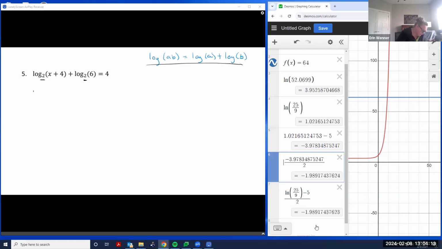And what that's going to look like is log base 2 of 6 times (x plus 4). Right? We had the pieces that were broken apart, and then we brought them back together. And that's going to equal 4.